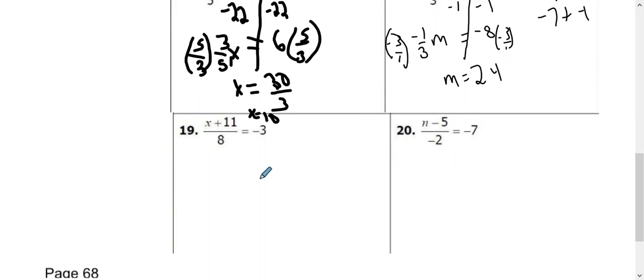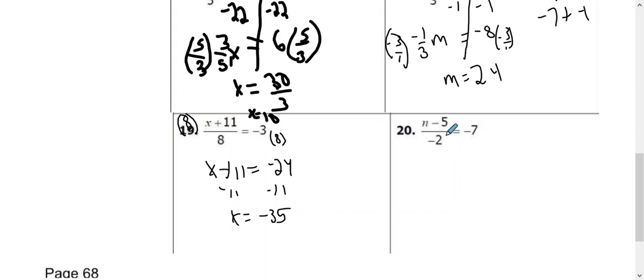Okay, these last ones are a little bit trickier. Now you have a fraction bar. Like I said, you undo your addition, subtraction first, but on this one you can't because this is in parentheses, so you have to get rid of the 8 first. So it's going to multiply by 8, so x plus 11 equals negative 24. Now I subtract my 11, and x will equal negative 35, okay?